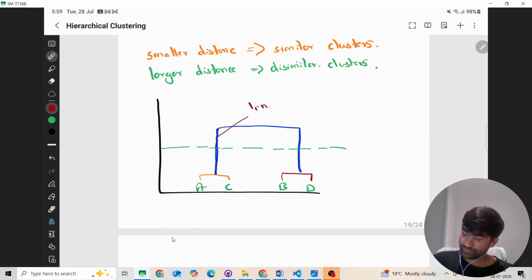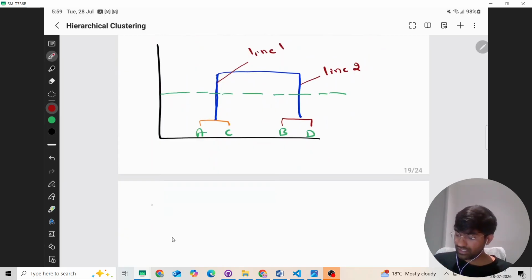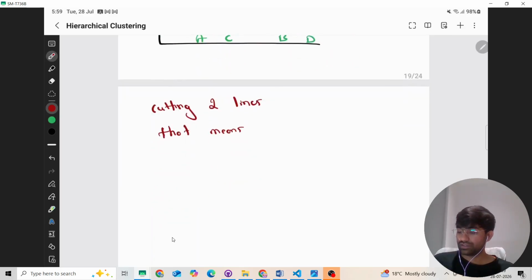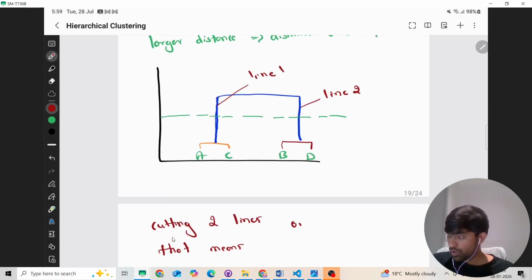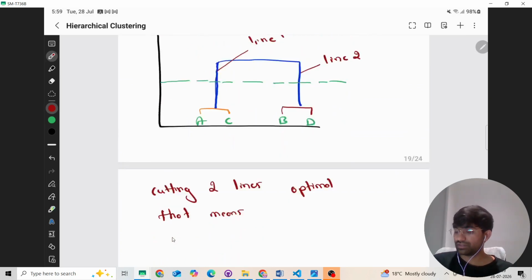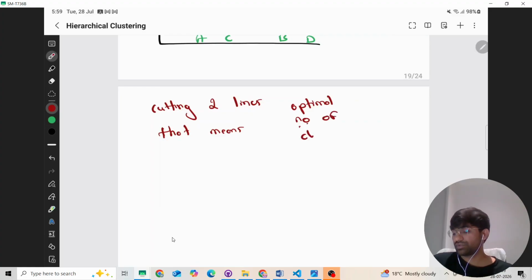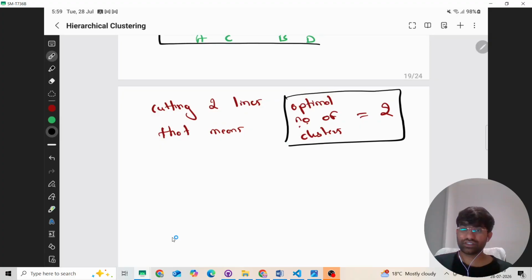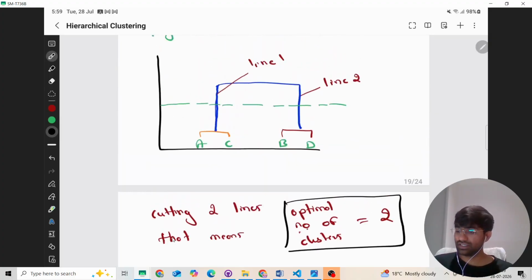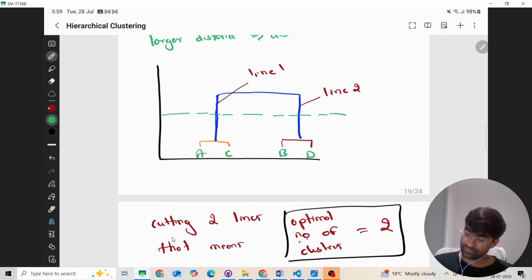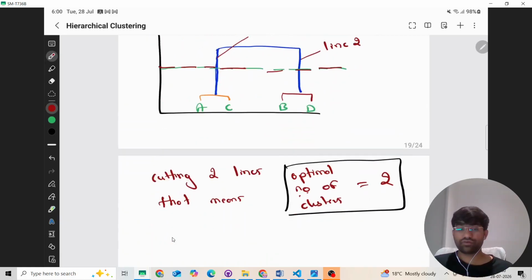Line 1, this is line 2. So it is cutting two lines. That means the optimal number of clusters is equal to 2, because it is cutting 2 lines. So the optimal number of clusters is 2.